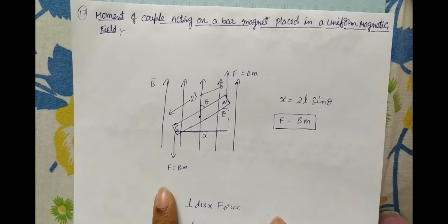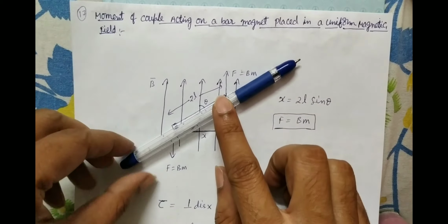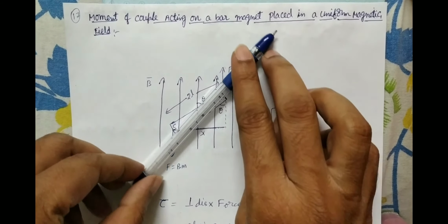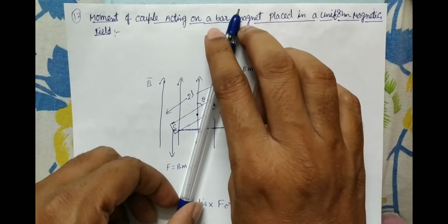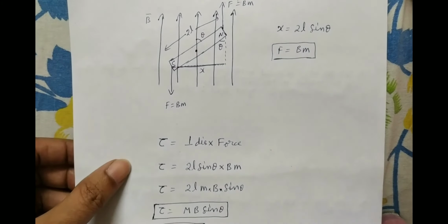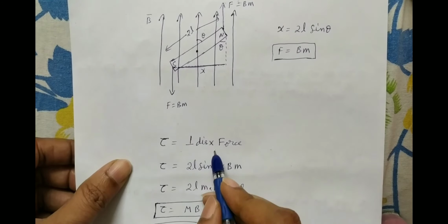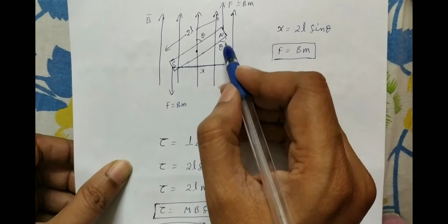So what is the couple acting? Couple means a body is like this, and one force is acting upward, the other force is acting downward. It starts rotating like this. So these two forces are creating torque. What is the torque formula? The perpendicular distance between two parallel forces into any one of the forces. Parallel forces means anti-parallel. Actually one is down, the other is up.